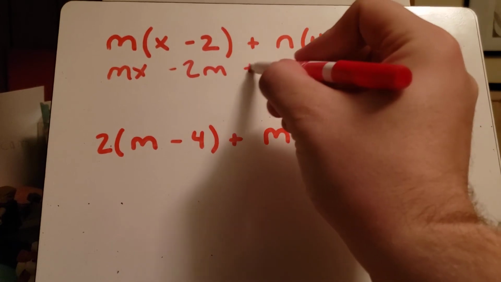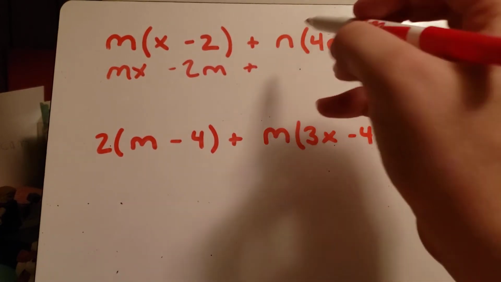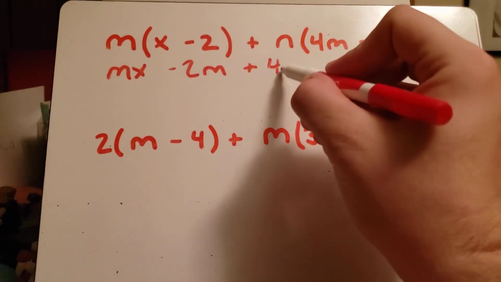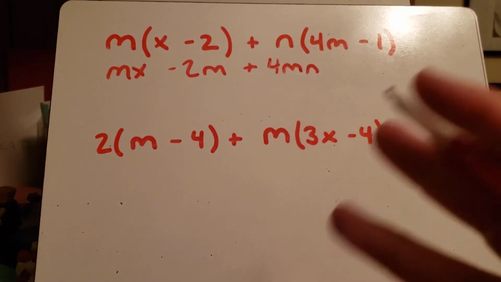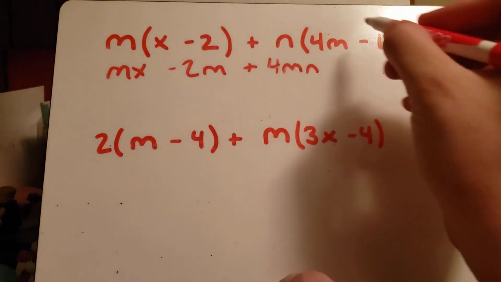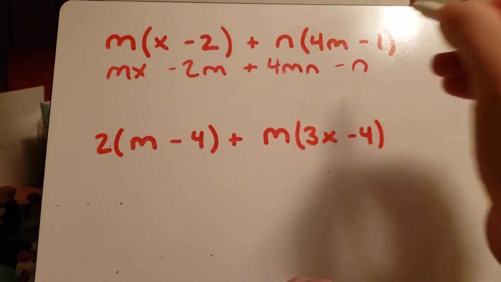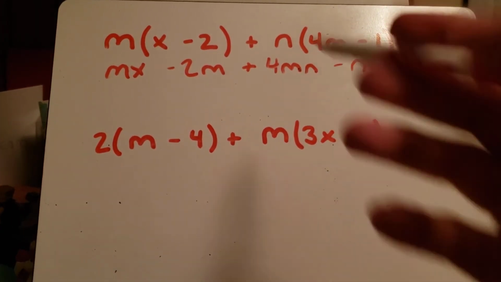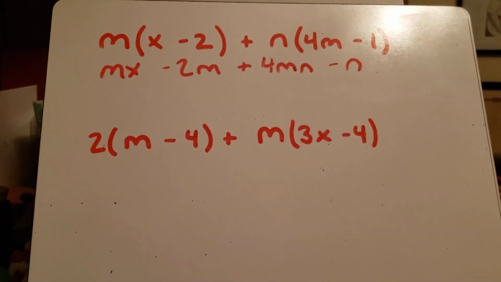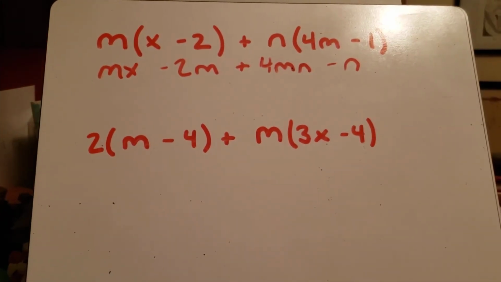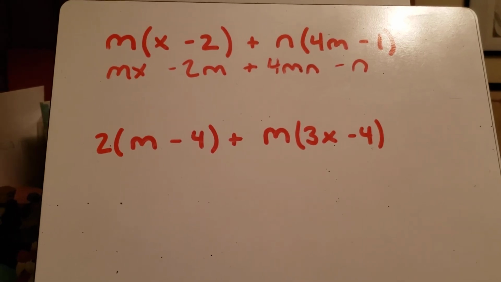This is still a plus. N times 4m is 4mn. I like to keep the variables in the back. You can put it in front, whatever works for you. And then n times negative 1 is negative n. Now, if you look at all this here, there's no like terms. So that means this one's done. You can't do anything else to it. You can't add mx and mn's. You can't add m's and n's together. So they're all fine the way they are.